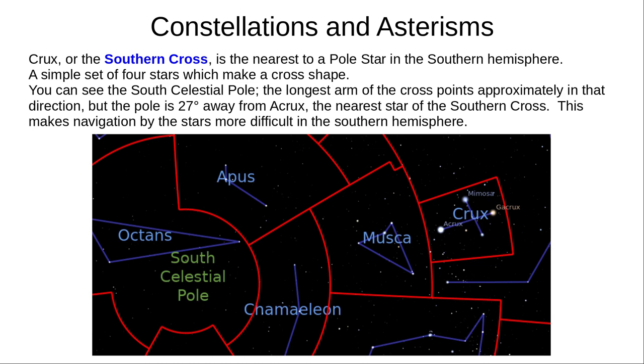There is no southern pole star. This is generally the best alternative, but it's 27 degrees away from the South Celestial Pole, making astronomical navigation harder in the southern hemisphere than in the north. The brightest and most southerly star is Acrux. Note how this image shows that lines of equal right ascension form concentric circles around the celestial poles, and lines of equal declination radiate away from the celestial poles.